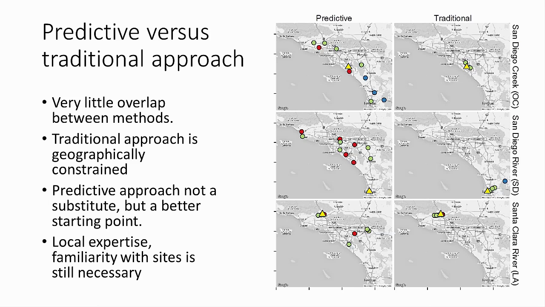I don't want to contrast these two to say that the predictive approach is necessarily better than a traditional approach. I think what it instead offers is a better starting point for evaluating comparators than just a naive BPJ approach, in that it gives you a bunch of sites to start evaluating. But you still want to apply your local expertise to know if the sites that these algorithms are recommending to you are the right ones for what you need to do.